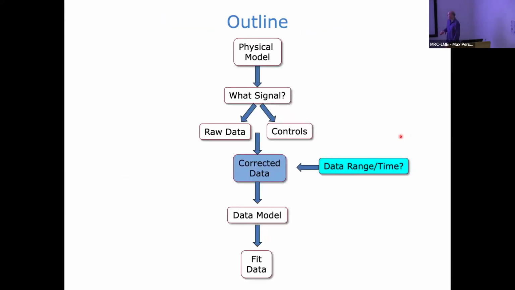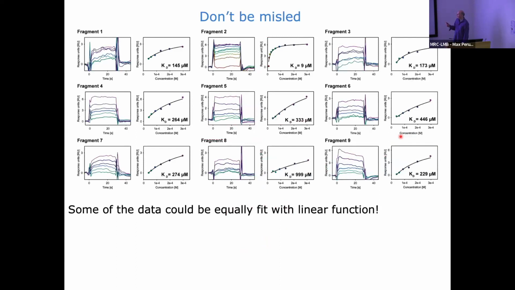Right, so data and time. We always need to think about that. Have we got enough range, and have we done it for long enough? So here's an example from the literature of a high throughput screen using SPR, and they fitted everything, and is this real? I mean, some of these you could easily just fit with a linear function.